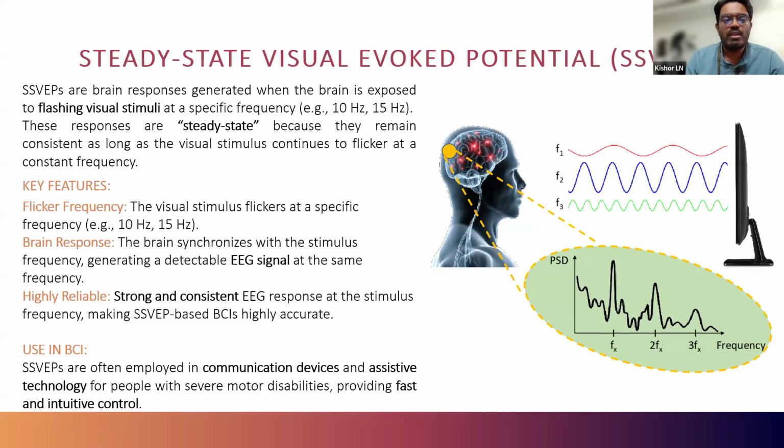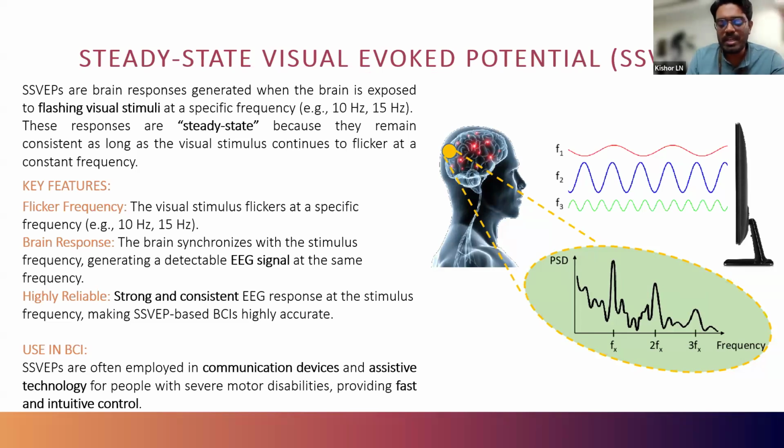So let's say on my screen, I have three different targets, one flickering at 6 hertz, the other at 10, the other at 15. If I focus only on the 6 hertz target, then the EEG activity from my occipital lobe is going to oscillate at 6 hertz. And that's how I know that the user is focusing only on that target.